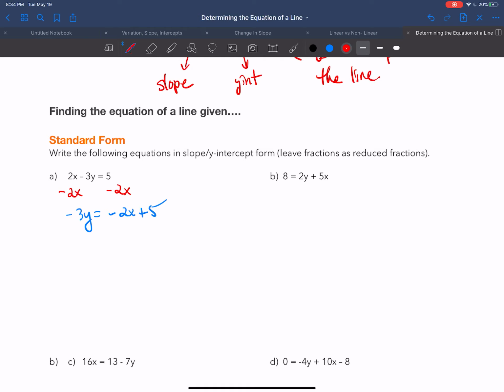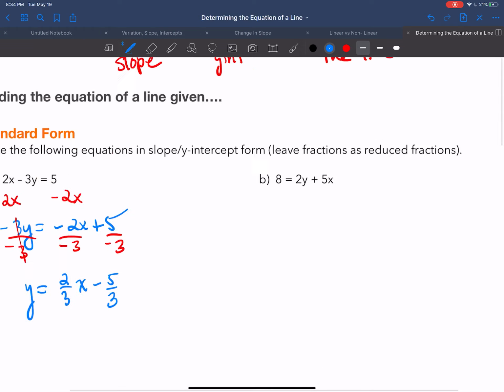Okay, so I don't have y by itself. The next thing I want to do is divide by negative 3. And remember, we're dividing everything, every term, by negative 3. So that cancels out, and I have y is equal to, simplifying on the other side, 2 over 3x minus 5 over 3. So now I have slope y-intercept form. 2 over 3 is the slope, y-intercept is negative 5 over 3.